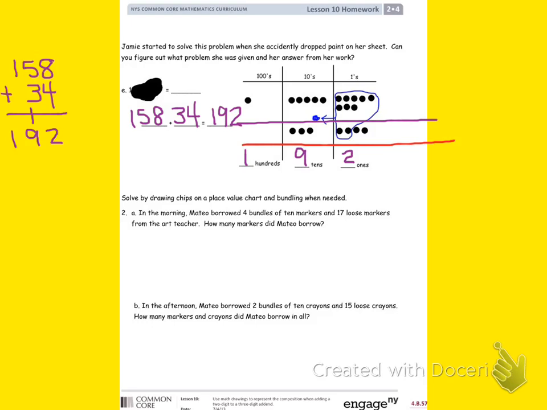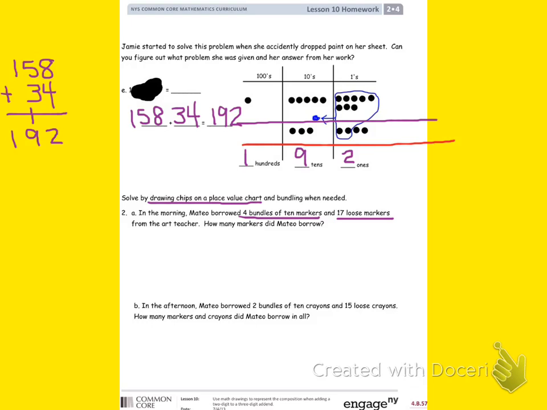Now let's move on. The next set of directions say solve by drawing chips on a place value chart and bundling when needed. Item 2A. In the morning, Mateo borrowed 4 bundles of 10 markers and 17 loose markers from the art teacher. How many markers did Mateo borrow? I'm going to underline the important information. First, the important information says that we need to draw chips on a place value chart. Those are directions we must follow. In 2A, it says that he borrowed 4 bundles of 10 markers and 17 loose markers.